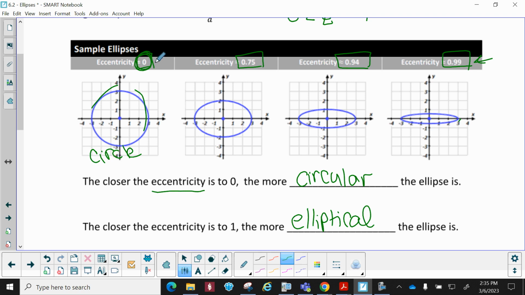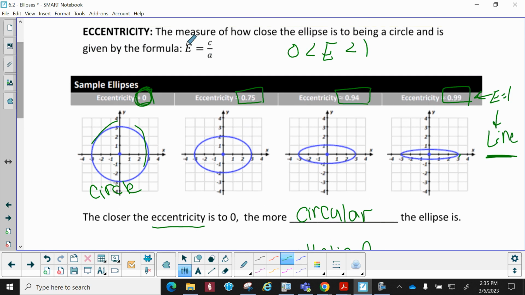If E equals 0, then we do have a circle. If E equaled 1, then we would just have a line. It wouldn't even be an ellipse anymore. It would just be a line. That's all it would be.